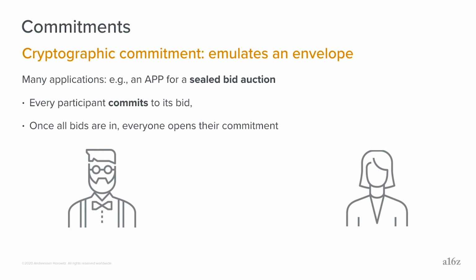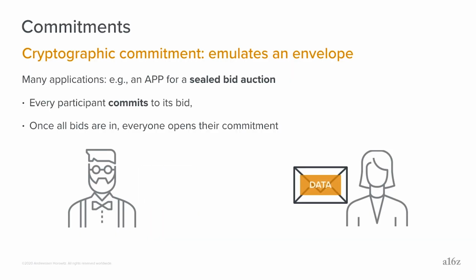All right, so imagine we wanted to run a sealed bid auction. How does a sealed bid auction work in the real world? Everybody takes their bids, sticks them into an envelope, seals the envelope, sends the envelope to the auctioneer. The auctioneer collects all the envelopes. Once they're all in the auctioneer's hands, he opens up all the envelopes and then decides who won the auction. Well, a cryptographic commitment does exactly that. You can put data inside of an envelope, send it to the auctioneer, and then later on, the auctioneer can open the commitment and recover the data.